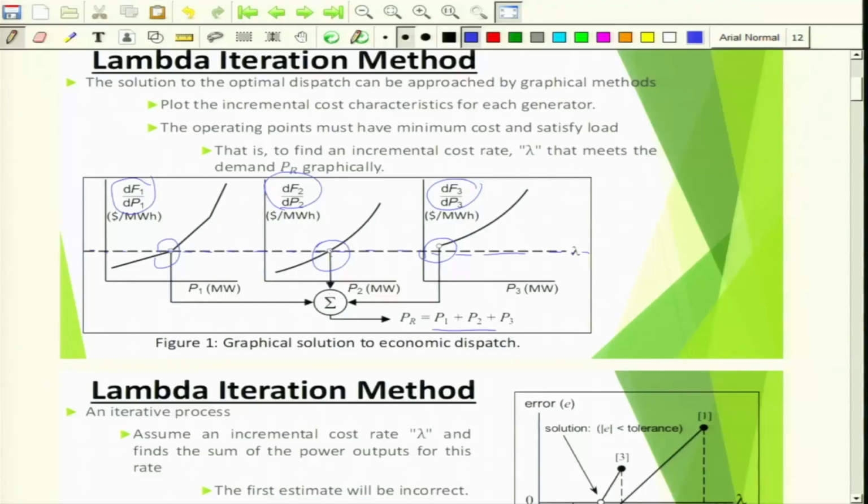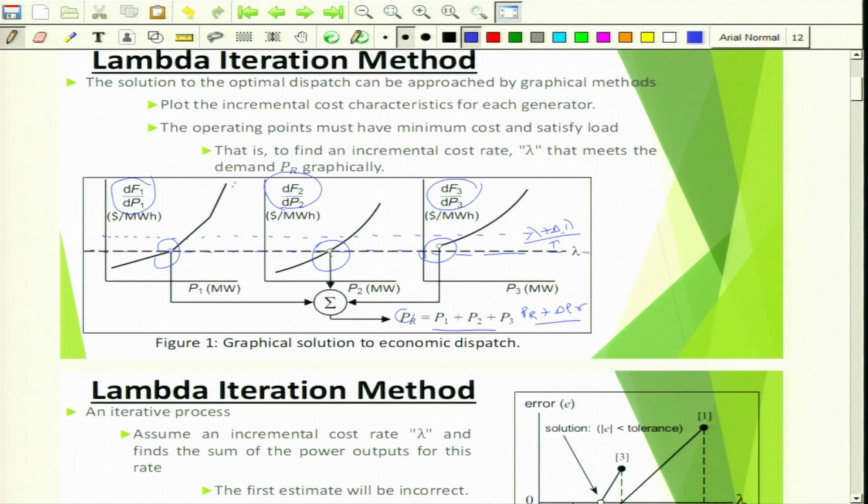So let us say the total demand is increased from the original PR to PR plus delta PR, just for an example. Then if the demand is increased with this specific generation, you will not be able to meet this demand, right. So what you have to do, you have to increase the lambda. Once you increase the lambda from lambda to lambda plus delta lambda, you will have a new lambda, and that will be something like this, let us say for example.